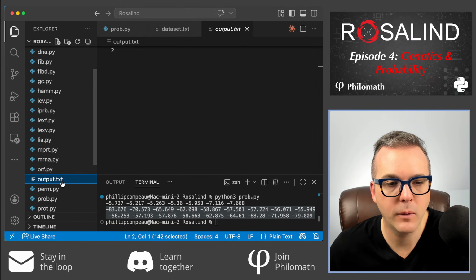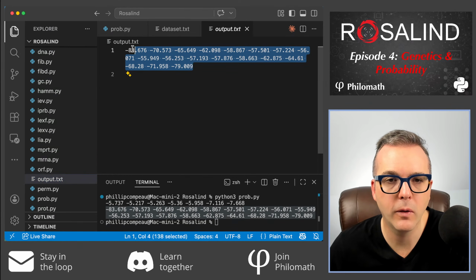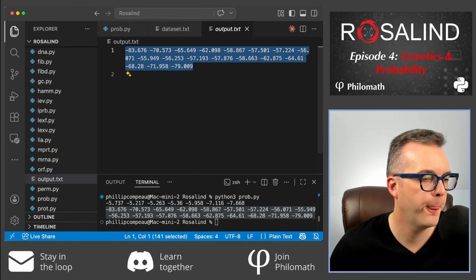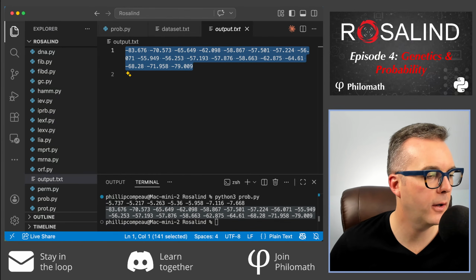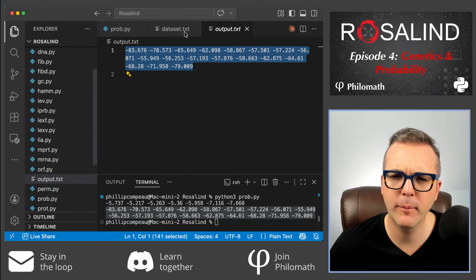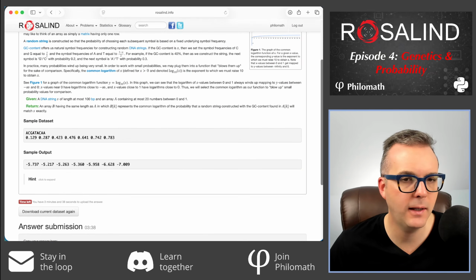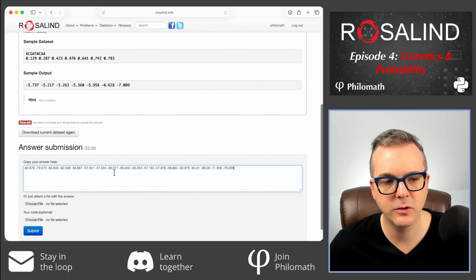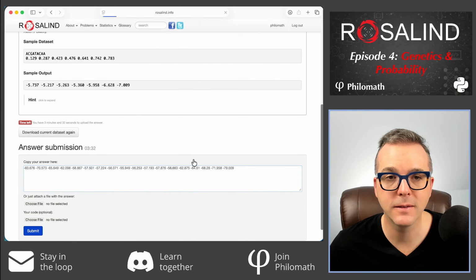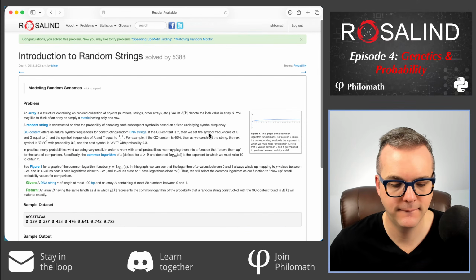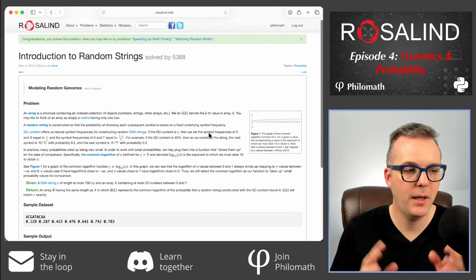And so let's see what our output is here. These are all those logarithms, which are just values that are not even as big as negative 100. But think about what that means. So this is saying it's about like 10 to the negative 83 would have been our probability. Pretty tiny. But now it's just a value between negative 100 and 0. And I can submit it. And we solved the problem. Yay. Okay.